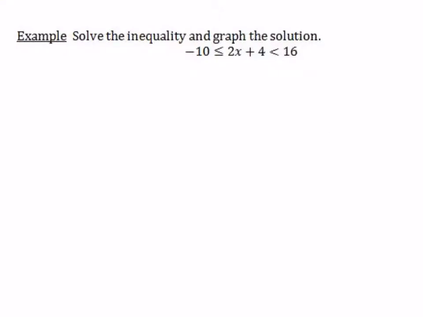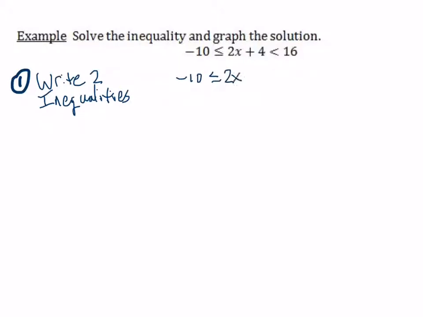So here's an inequality. We have two inequalities written together here, with a negative 10 on this side and a 16. This is an AND inequality. What this is saying is that 2x plus 4 is both greater than or equal to negative 10, and it's less than 16. Both of those are true at the same time. So the first thing we need to do is write two inequalities. We've got to separate it. Negative 10 is less than or equal to 2x plus 4. And what also has to be true is that 2x plus 4 is less than 16.